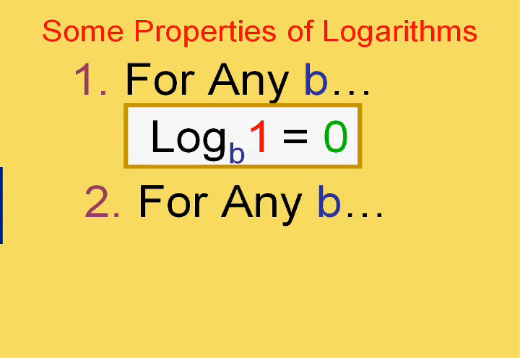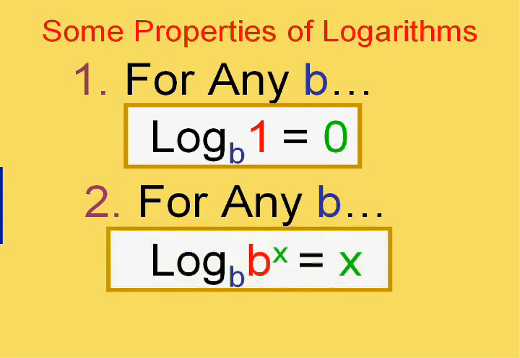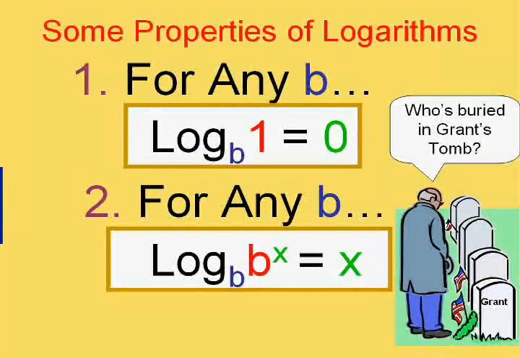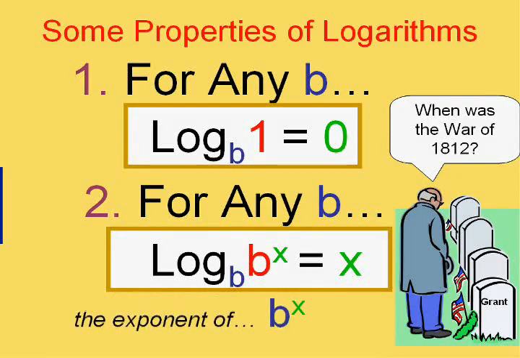The second property is that for any base b, the log using base b of b to the x is x. Now sometimes that's so easy it's hard. That's like saying, who's buried in Grant's tomb? What would you do with a brain if you had one? Or what is Elvis's first name? Or when was the War of 1812? You see how this is so easy it's almost hard. It's like saying, what is the exponent of b to the x using a base of b? Well, of course, it's x.